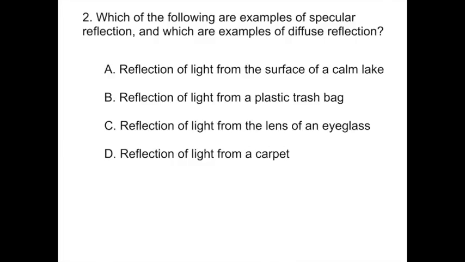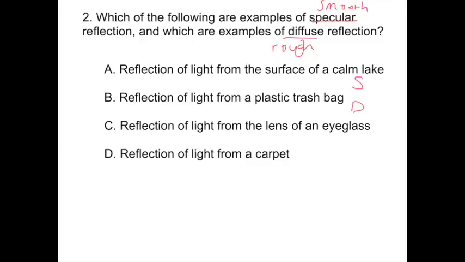Number 2. Which of the following are examples of specular reflection and which are examples of diffuse reflection? You might remember from the previous slides that specular reflection occurs on a smooth surface, while diffuse reflection occurs on a rough surface. With this in mind, it should be pretty easy to answer these questions. Part A, reflection of light from the surface of a calm lake. A calm lake is pretty smooth, so we'll say that that's specular. Part B, reflection of light from a plastic trash bag. Although this might seem smooth, trash bags are often wrinkled and don't always reflect light in the exact same direction, so we'll call this diffuse.